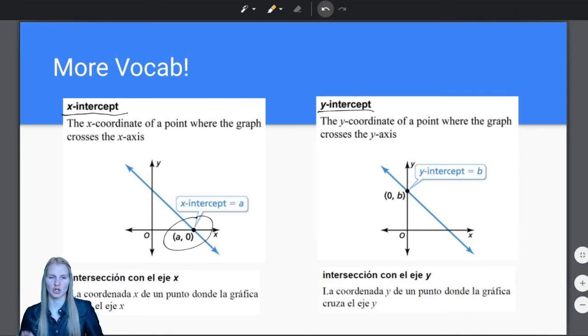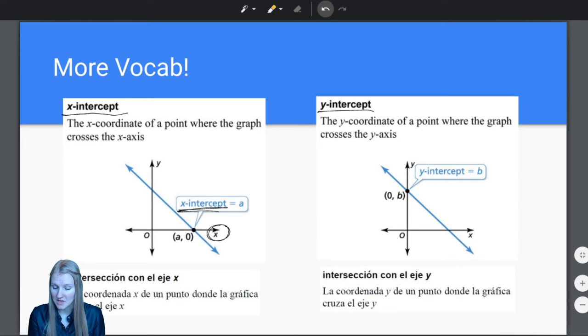We have intersections, but we also have intercepts. The x-intercept is where the graph crosses the x-axis. The y-intercept is where the graph crosses the y-axis. And there you go.